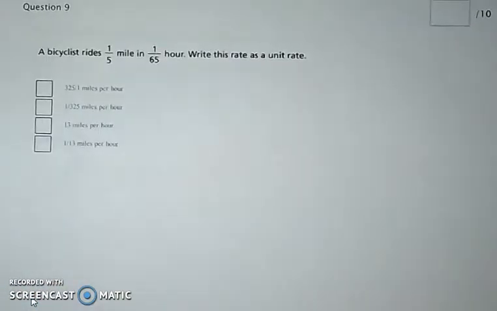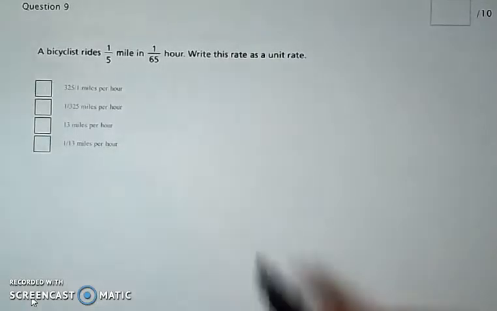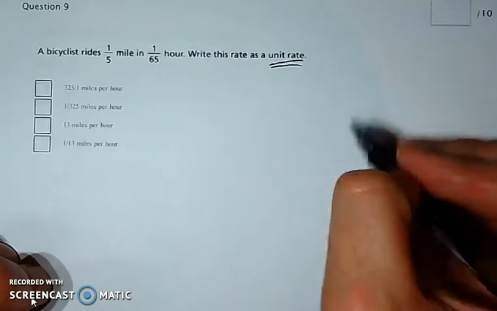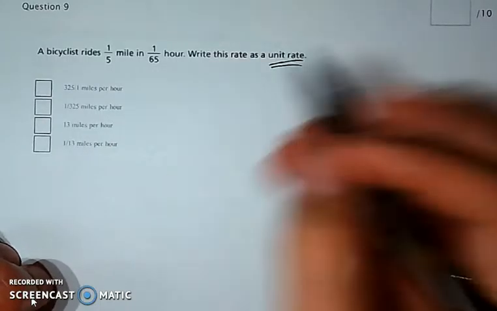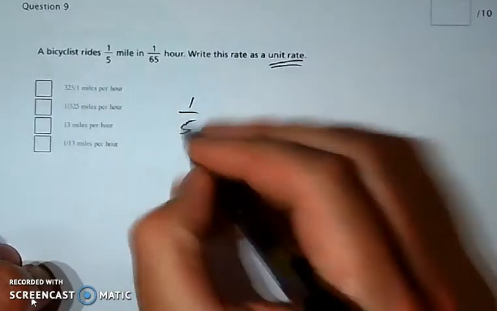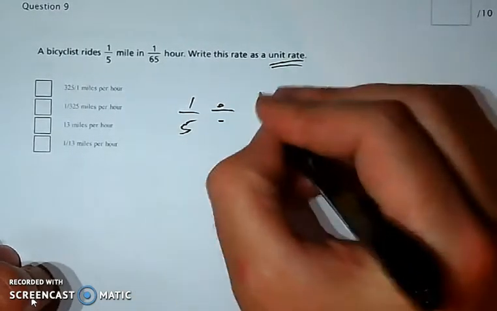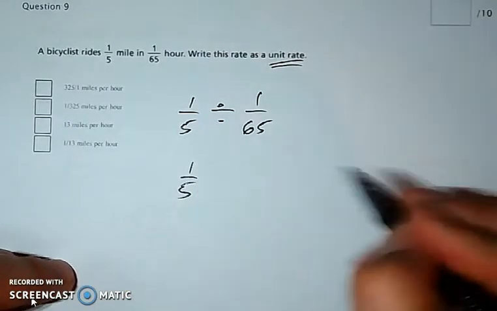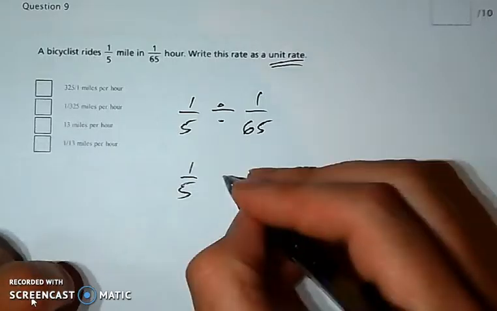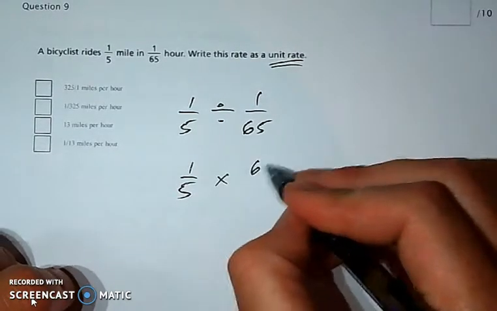Question 9. A bicyclist rides 1/5 mile in 1/65 of an hour. Oh my. Write this rate as a unit rate. We need to eventually get a 1 in the denominator. Anytime you're talking about unit rate, you're going to be dividing. All right. So it's essentially 1/5 divided by 1/65. Same thing we've been doing. 1/5, keep it, change, and then flip.